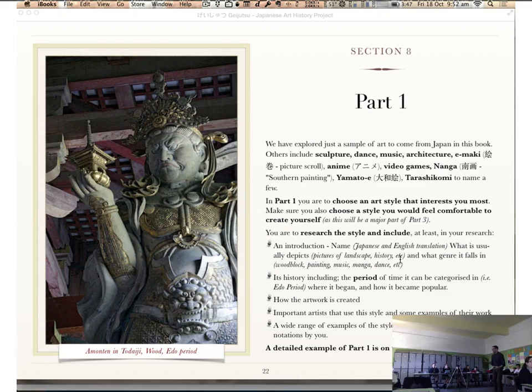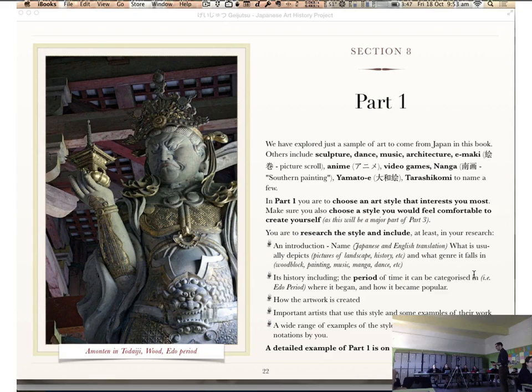What you need to do is choose one that interests you the most. I think that's probably the most important. I'm all for you guys doing what you like. So choose an art style that interests you. Now, here's the trick. Make sure you choose one which you feel you might be actually comfortable in making yourself. You'll find out why in a second.